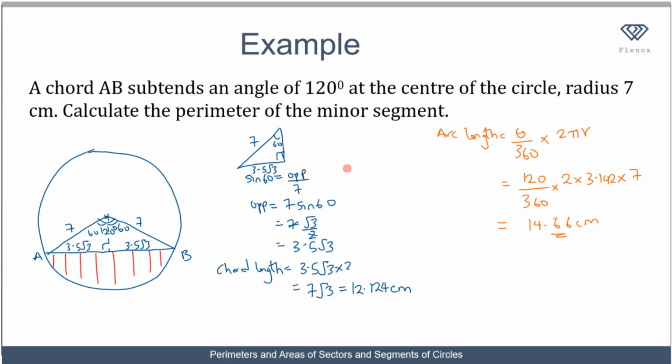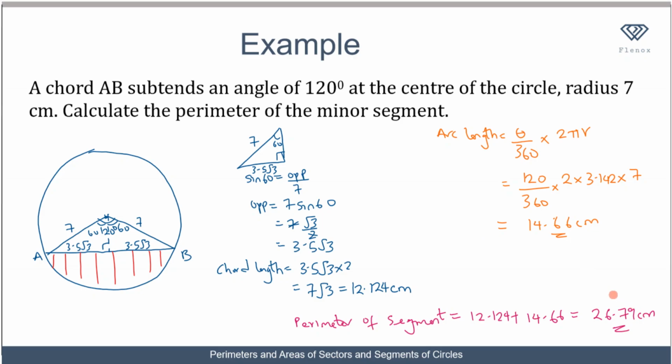So that is the length of the arc. Now I can write out that the perimeter of the segment will be equal to the length of my chord, which is 12.124, plus the length of my arc, which is 14.66. And what does that give me? That gives me 26.79 centimeters. So the perimeter of the minor segment is 26.79 centimeters.